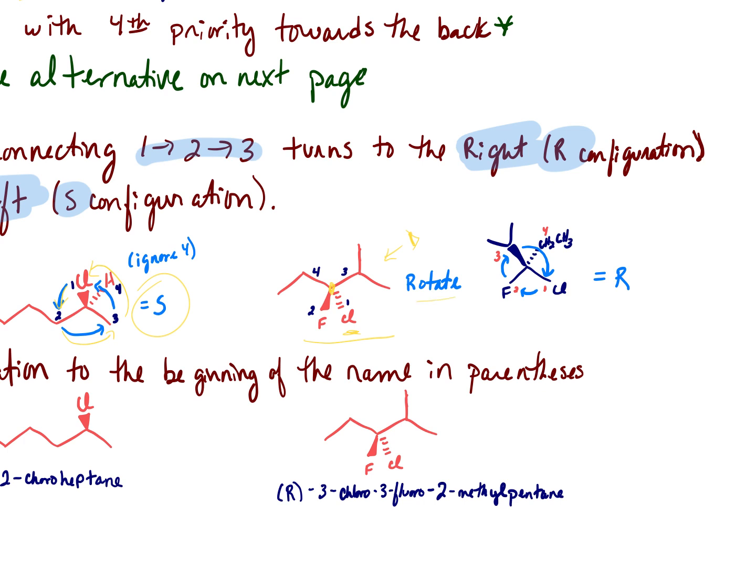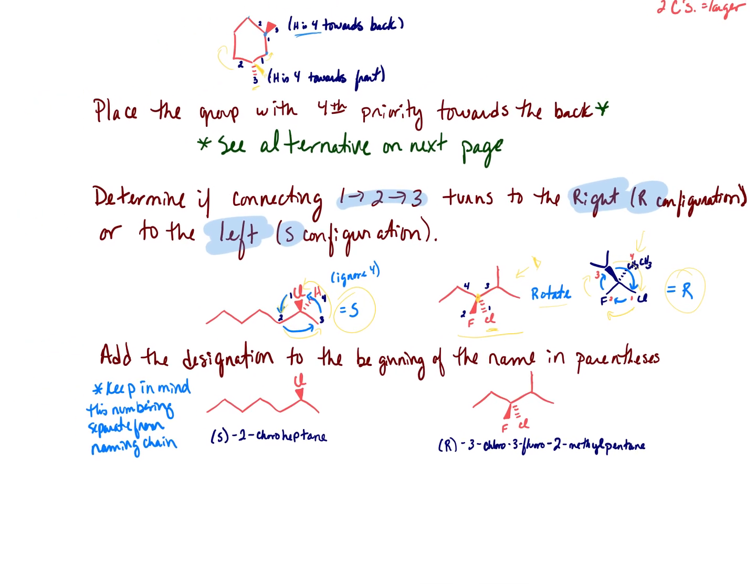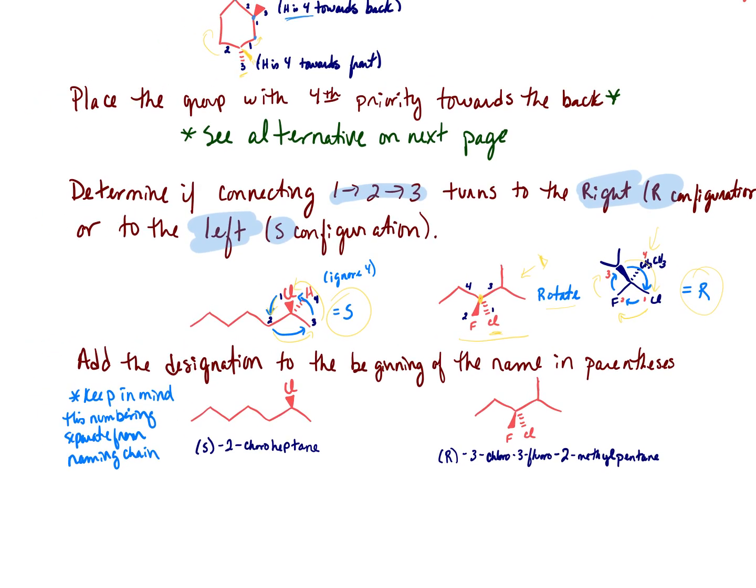Or you can rotate this so that the fourth is in the back this way. Either way that works for you, that is totally fine. Or maybe you want to use the method that I get to on the next page. Any of those work. But in this case, since I've got this rotated out, I'm going to point out that we go 1 to 2, 2 to 3, and then 3 circles back to 1, and that is the R configuration.